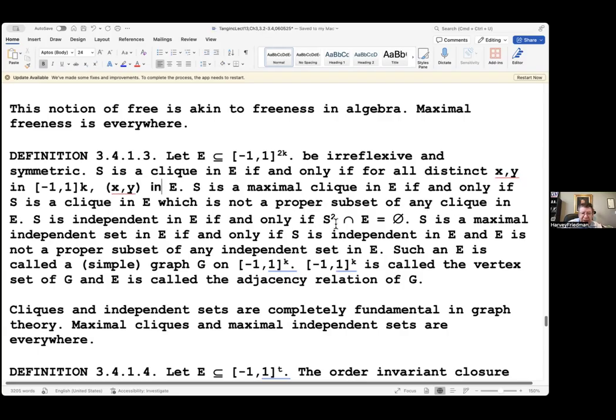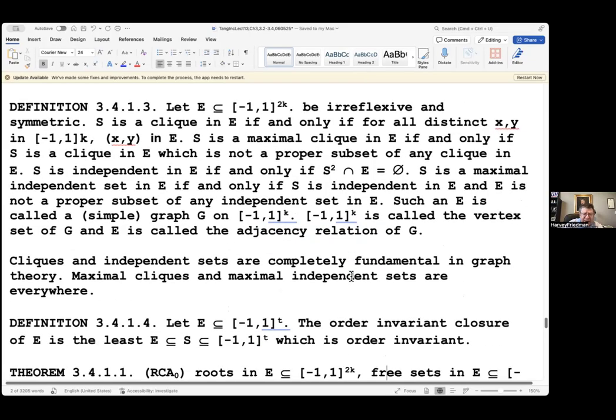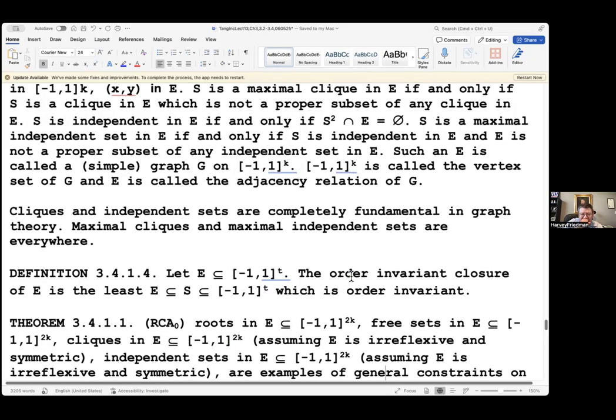S is independent. This time you can write it nicely like this: S squared intersected with E is empty. S is a maximal independent set if S is independent and not a proper subset of any independent set. Such an E is called a simple graph. And this is the vertex set, and this is the adjacency relation. Cliques and independent sets are fundamentally graph theory. Maximal cliques and maximal independent sets are everywhere.